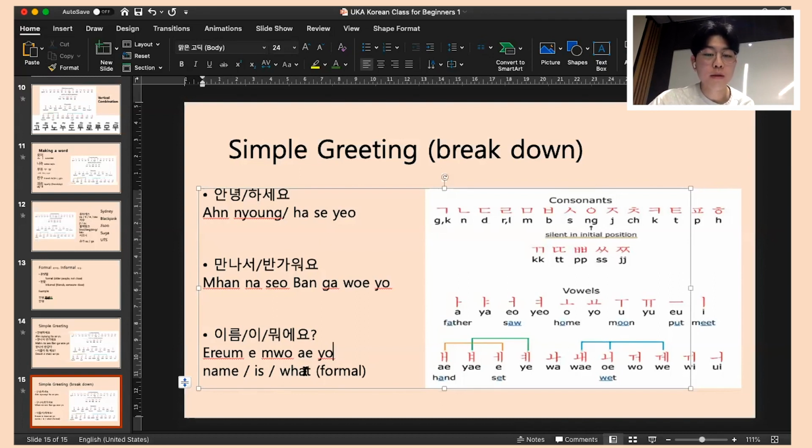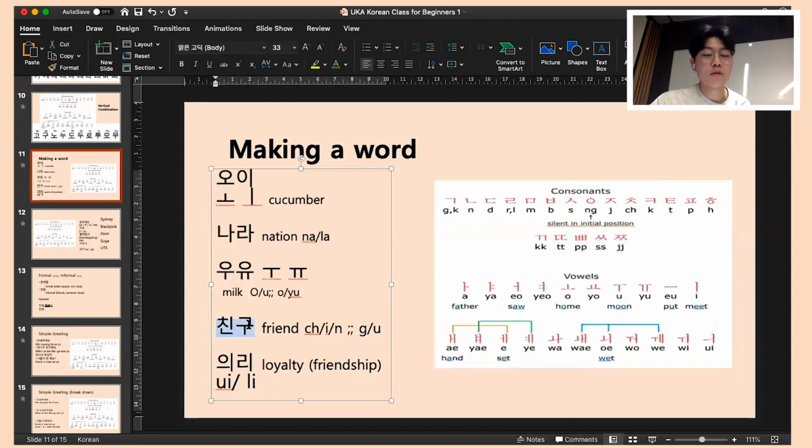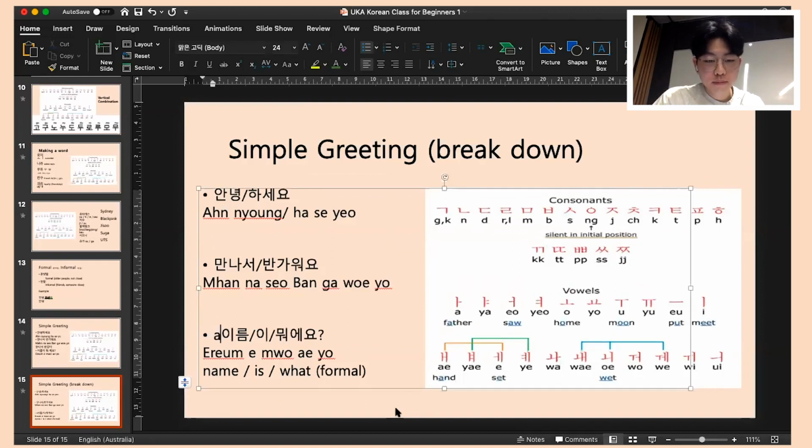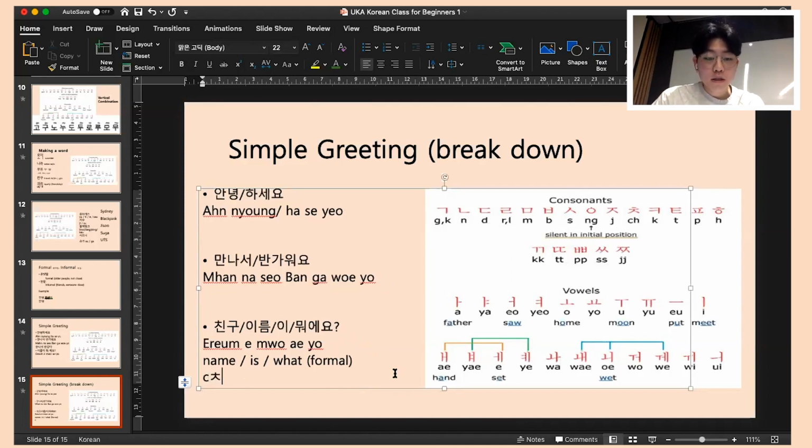But if you want to ask what the friend's name is, I think we learned, yep, 친구. You just put this next to, yeah, 친구. So hard to type. 친구 이름이 뭐예요? That's what's the friend's name? What is friend's name? Yeah. The informal way is to say 이름이 뭐야?